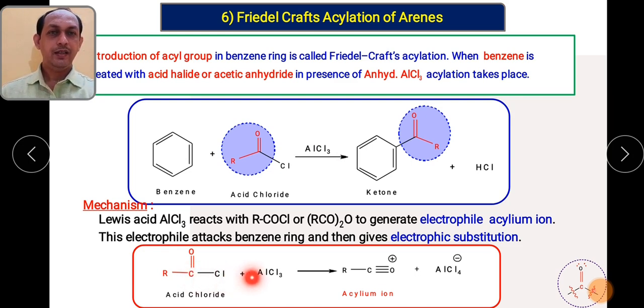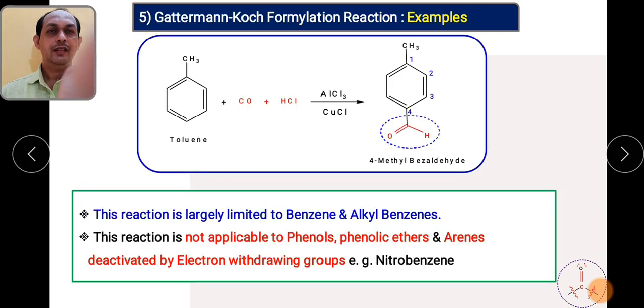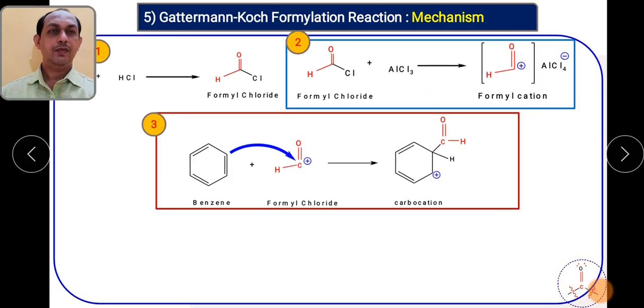Acid chloride reacts with aluminum chloride. This particular chlorine is abstracted by AlCl3 and it will form the acylium ion, and AlCl4 minus is formed. As we can see, the acylium ion is a species having a positive charge present on the oxygen, and this carbon is also electron deficient. So this can add in the same way as we have seen.